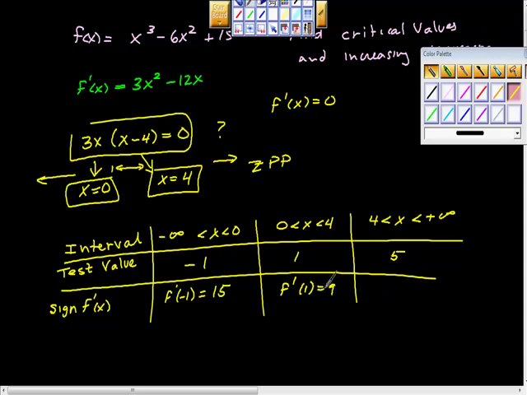How can that be true? F prime at 1 is equal to negative 9, isn't it? Is equal to negative 9. And f prime at 5 is equal to 15. All right? So what can we get from that? What conclusions can we draw?